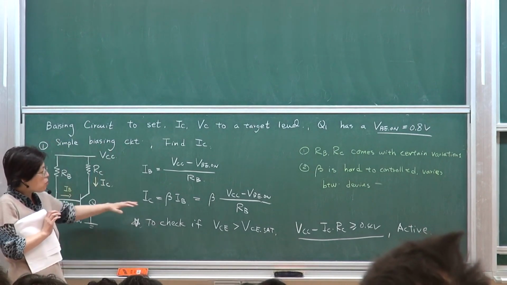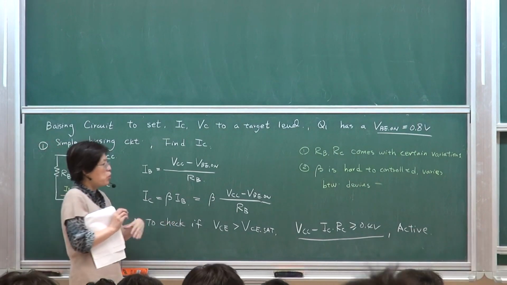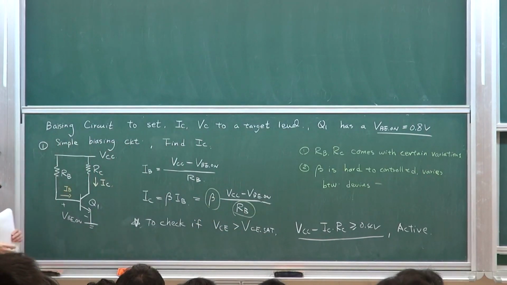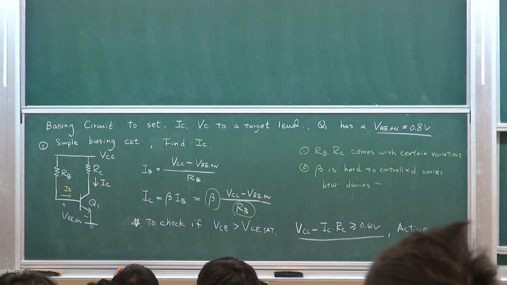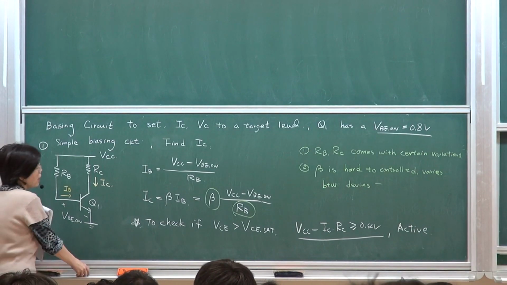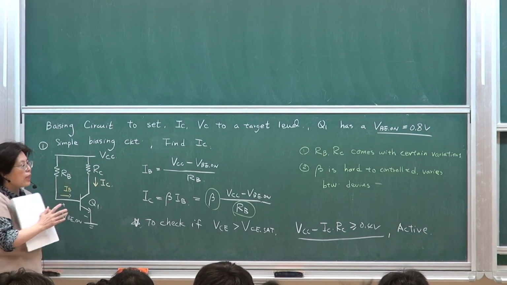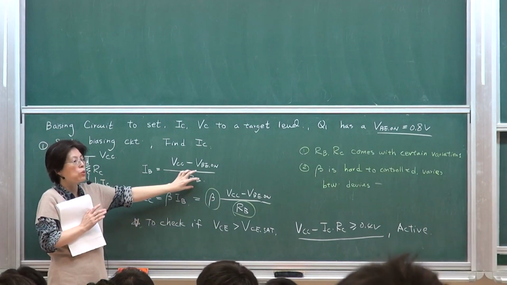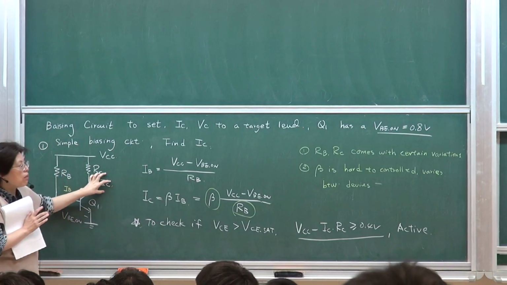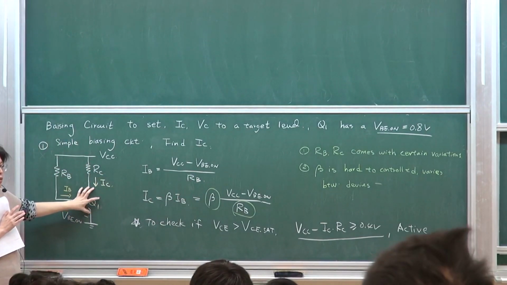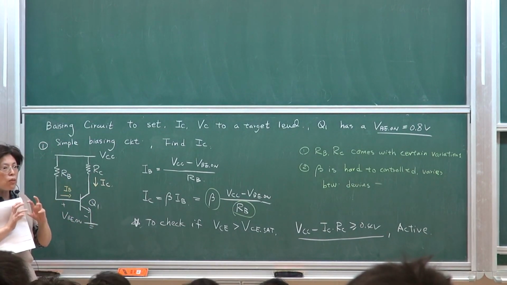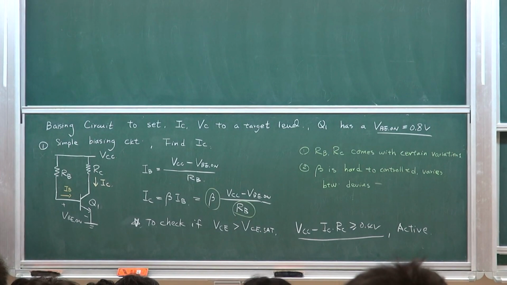So you don't actually want your collector current to be determined by these largely uncontrollable parameters. Especially in this type of circuit, if your beta is too large or your resistance is too small, you will blow up this current and push this transistor down into saturation. That's the worst scenario, because even though you're not at the best location, you don't want to fall off the stage.